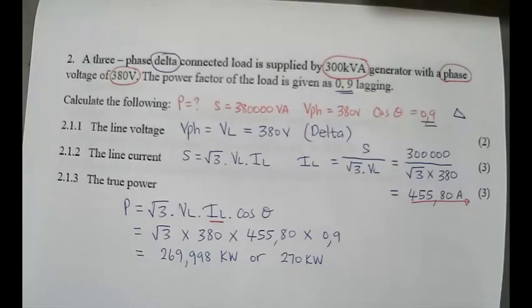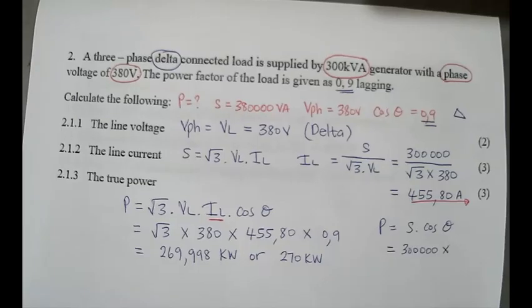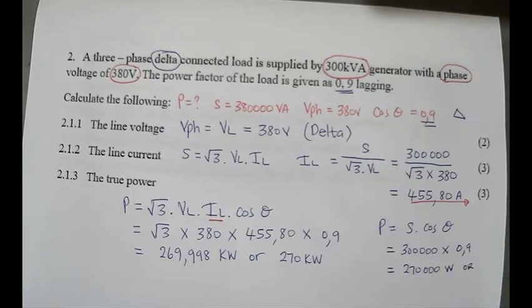There is an alternative method to work this out. Power equals S cos theta, that is true power equals apparent power times cos theta. Substitute the apparent power, which is 300,000, times 0,9, which is the power factor, and you will get the exact same answer of 270,000 watts or 270 kilowatts. It doesn't get anything more difficult than that in the exam.